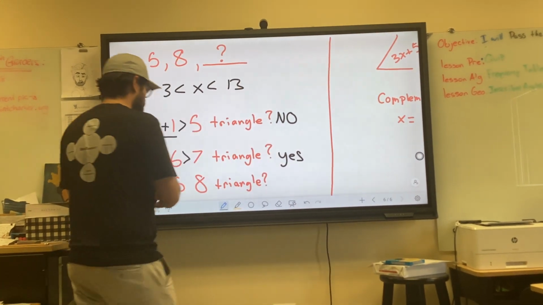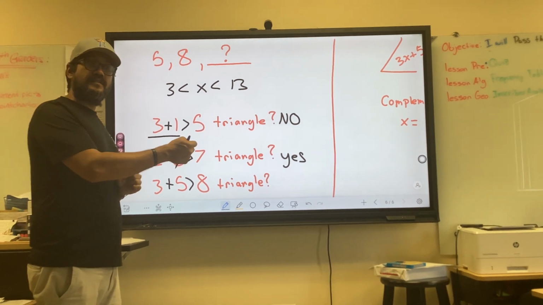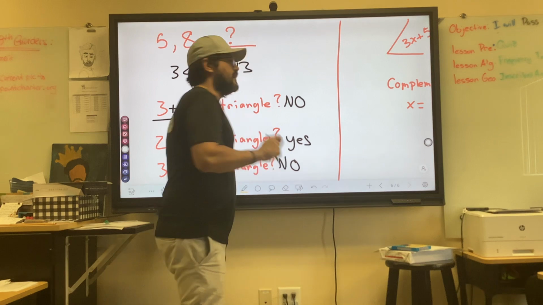Now this one tricks some people. Is 3 plus 5 greater than 8? It equals 8, but is it greater than 8? No. So this is also going to be a no.